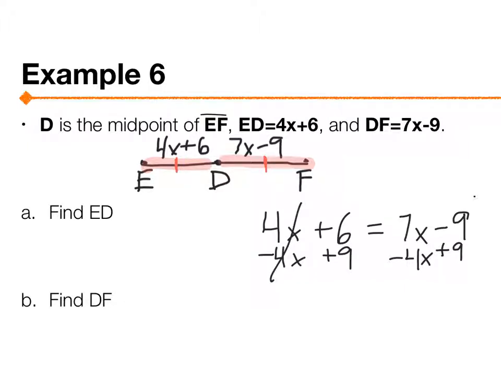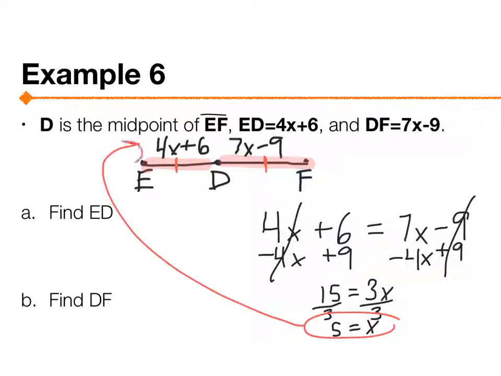These cancel, these cancel. 6 plus 9, 15. 7 minus 4, 3x. Divide by 3. 5 is equal to x. So now we take x is equal to 5 and plug it back in here.